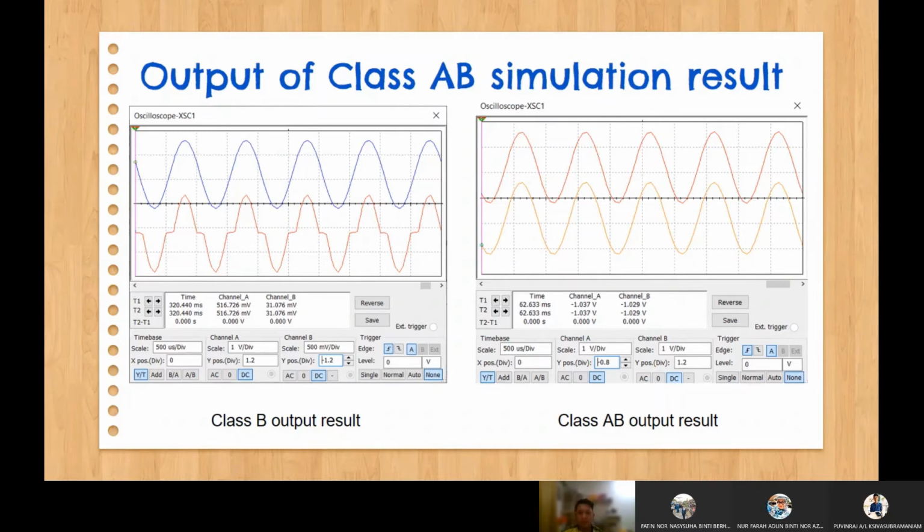So as we can see at the Class AB output result, by adding the 2 diodes, the distortion has been overcome or reduced. So this is the proof that by adding the 2 diodes, we can overcome the crossover distortion. Next.